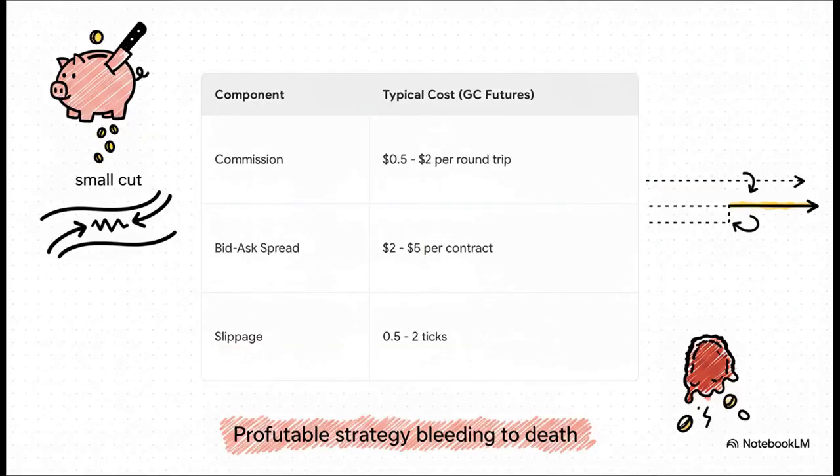So where does that 30% come from? Well, it's kind of like death by 1,000 cuts. First, you've got commissions on every single trade. Then there's the bid-ask spread. That's the small price you pay just to get in and out of a position. And finally, there's slippage. That's the tiny difference between the price you thought you were getting and the price you actually got. Each one is a tiny little cut, but together they can cause a supposedly profitable strategy to just bleed out.